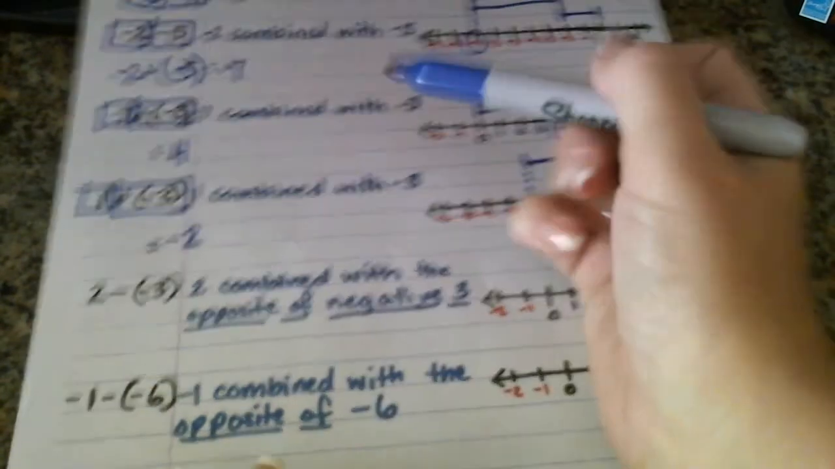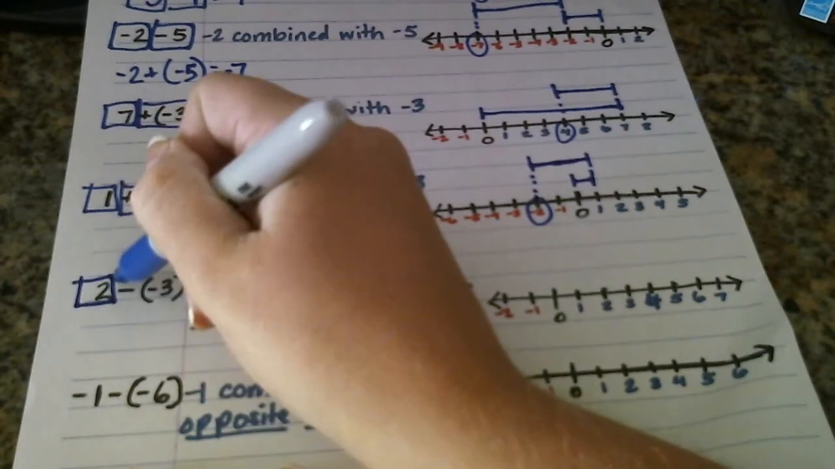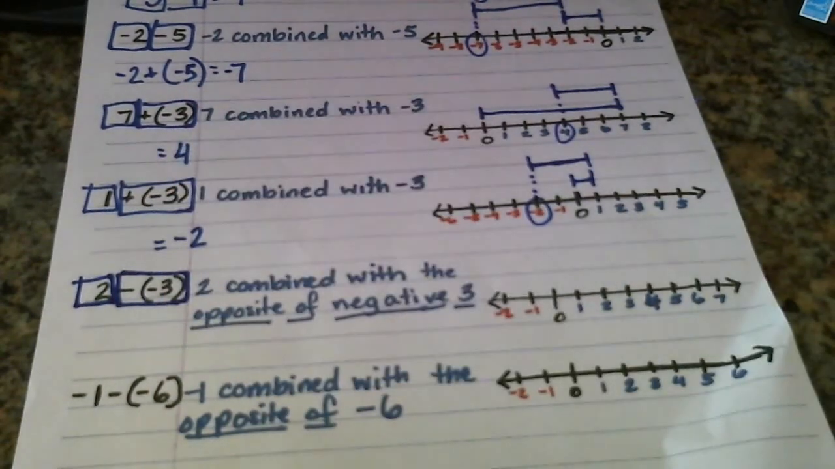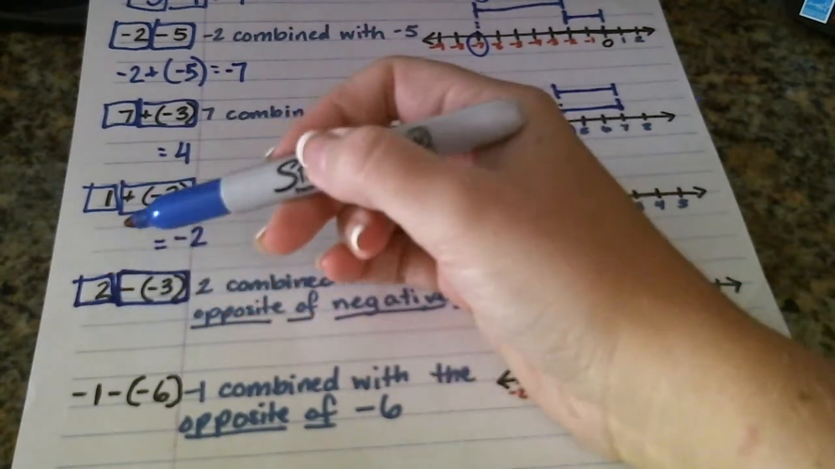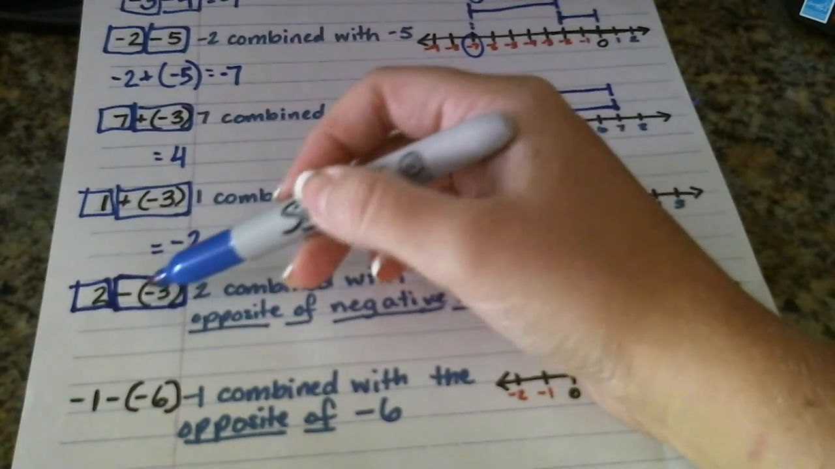For these last two problems, I'm going to start it out the same way. I'm going to box out the number with the sign in front of it, and then I'm going to verbally read these problems. So what I'm showing here is a positive 2 combined with the opposite of a negative 3.